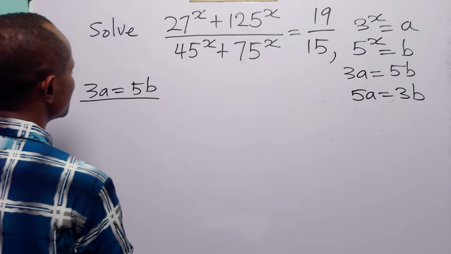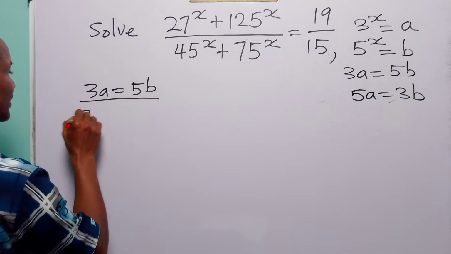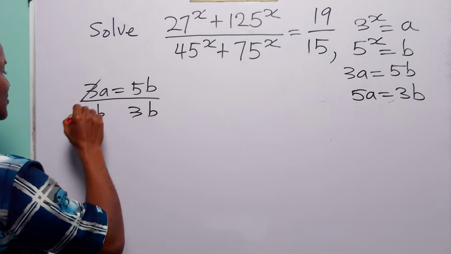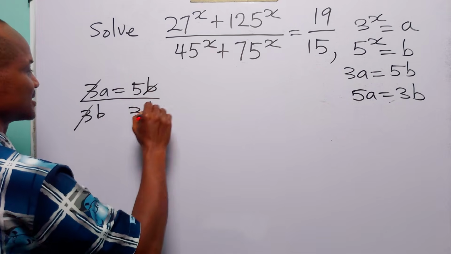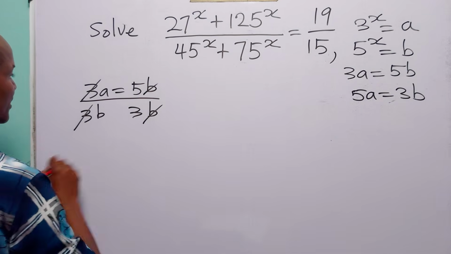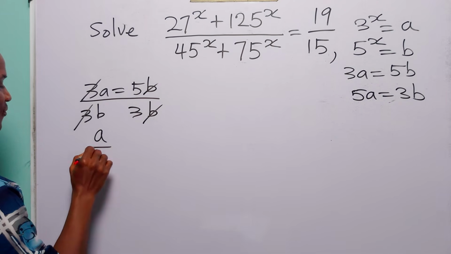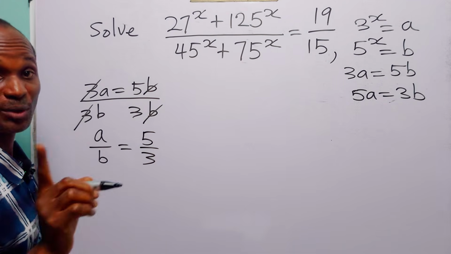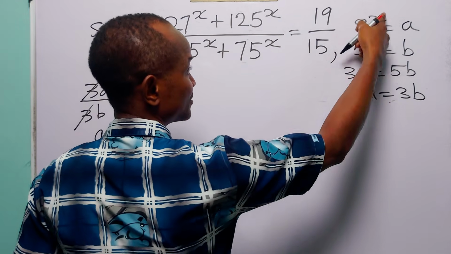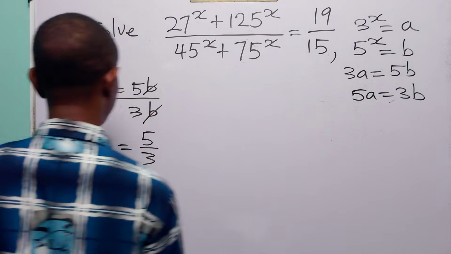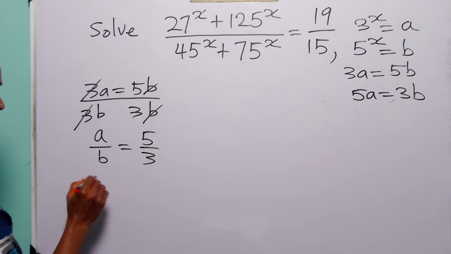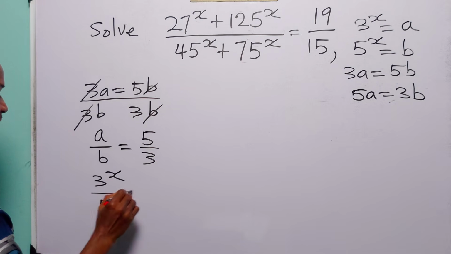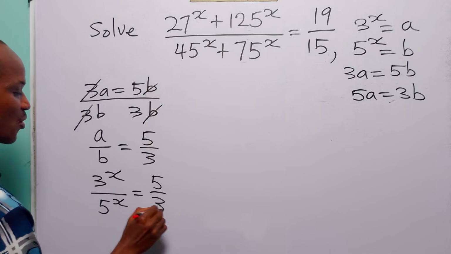When we divide through this equation by 3 times b, this is going to cancel that, and this is going to cancel that, giving us that a over b is equal to 5 over 3. But now remember that a is 3 to the power x, while b is 5 to the power x. So here we have 3 to the power x over 5 to the power x is equal to 5 over 3.